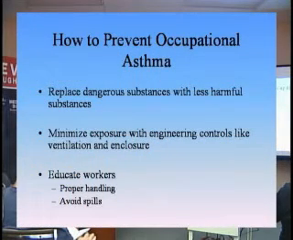So how do you prevent occupational asthma? Well, you can replace dangerous substances with less harmful substances. So if you know what can cause asthma, and if you know that it's hazardous and it's irritating to you, then ask your employer, or even yourself, try to replace it with something that isn't as harmful. And you probably have to do a little research about what it is, because there's so many substances that can cause asthma. You can also minimize your exposure with engineering controls like ventilation and enclosure.